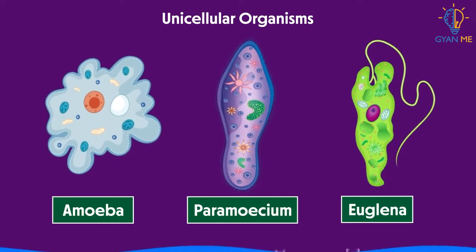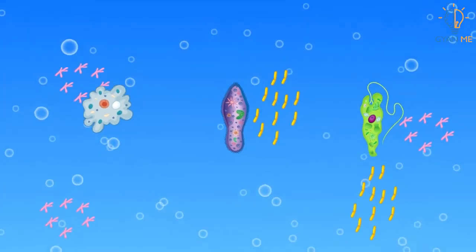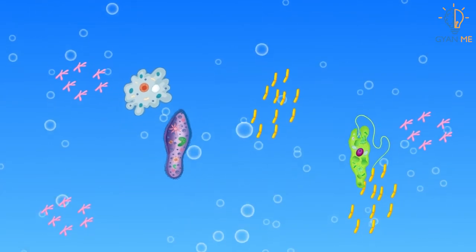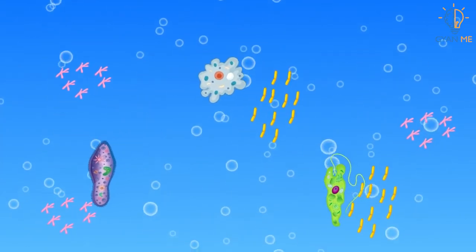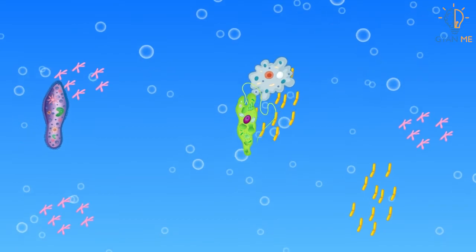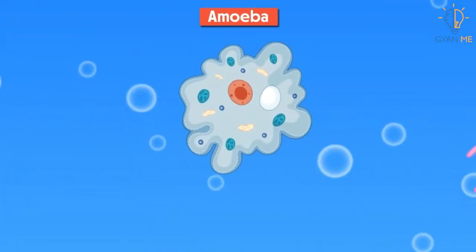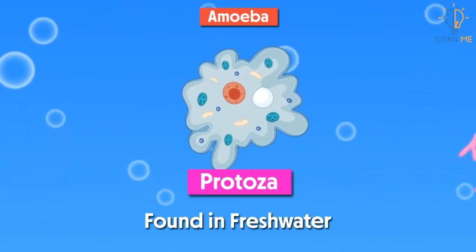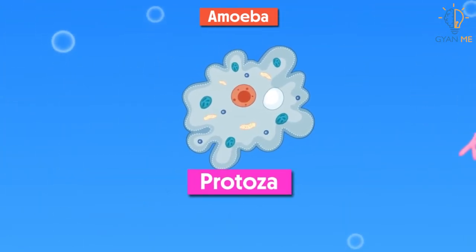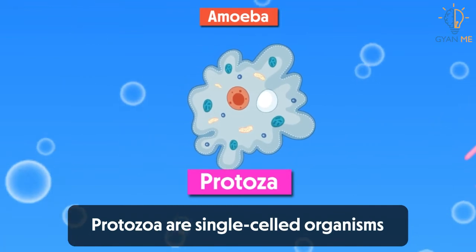Students, many unicellular organisms live in water bodies and must move around to find food. Most often, they obtain nutrition by eating other organisms. Let's start with amoeba. Amoeba are protozoa found in fresh water. Students, protozoa are single-celled organisms.